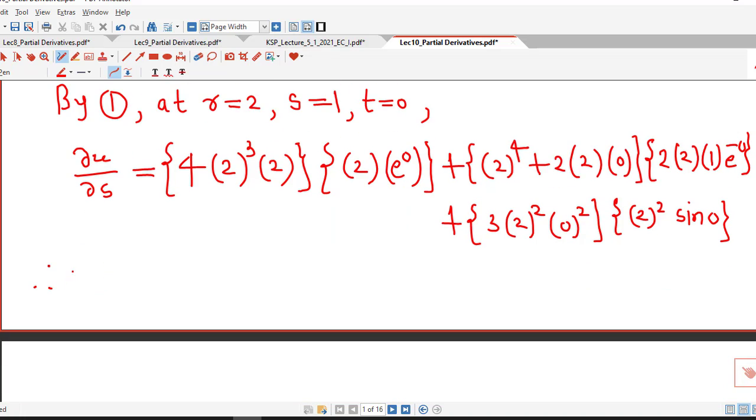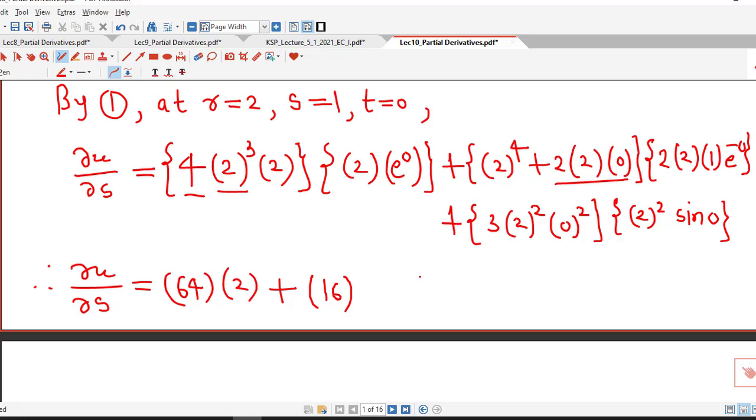So now we simplify this and we check what we obtain for del u by del s. So this is going to be 4 into 8, 32. Okay, we write down this. This is 4 into 8 into 2, that is 8 into 8, 64. So we obtain 64 into 2 plus, this is going to be 0, and here we have 2 raised to 4, which is 16. Here e raised to 0 becomes 1, so this is 4.